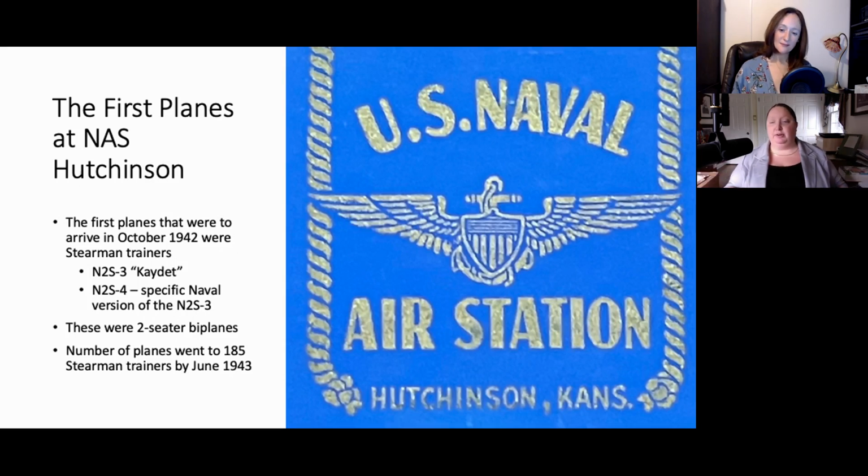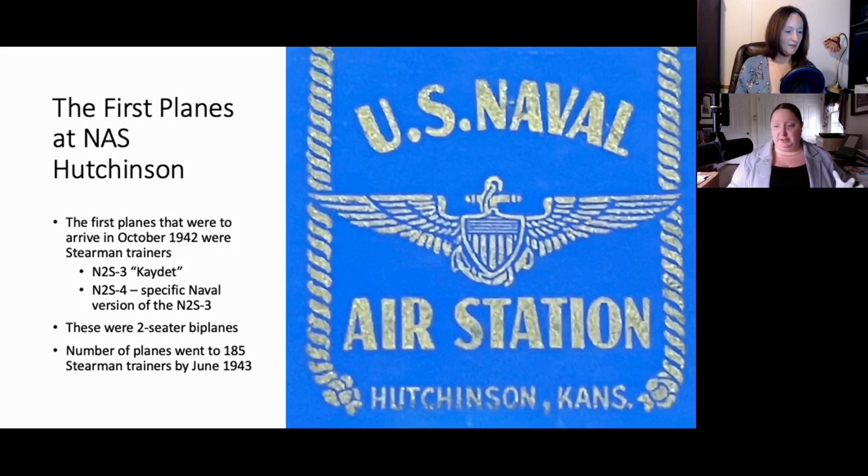So if you're kind of learning the World War II planes, and it's hard to identify because there's so many different types of planes, if you ever hear the Stearman trainers, these are going to be those biplanes that are in use at Ottumwa and in Hutchinson. They had really two types at the base when it first started. They had the N2S-3, they call it the Cadet, spelled Kaydet, and then there's the N2S-4, which is just a Navy version of the previous. So it's these standard Stearman trainer biplanes.